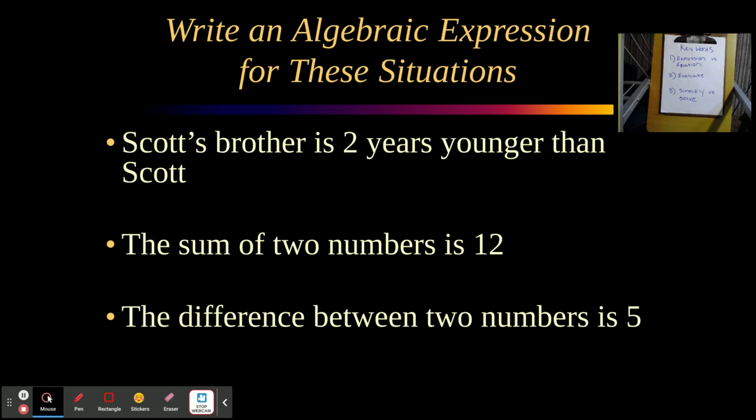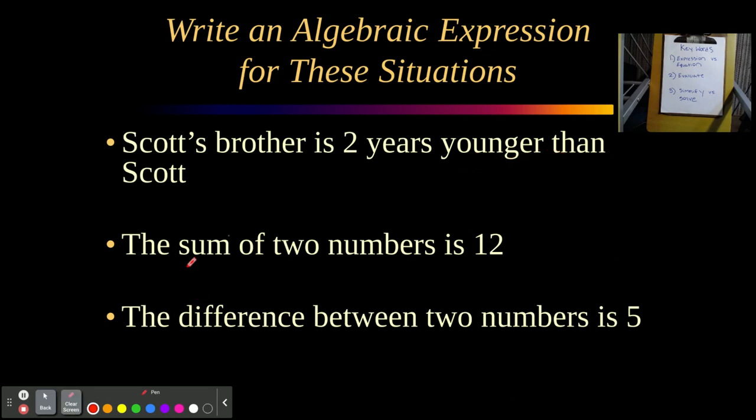So Scott's brother is 2 years younger than Scott. That tells me "younger than" is key. That's the key word there, younger than.